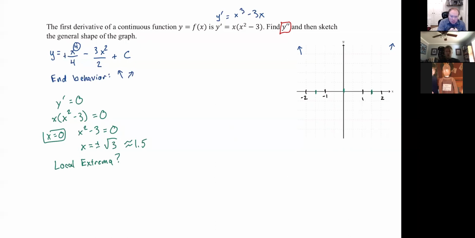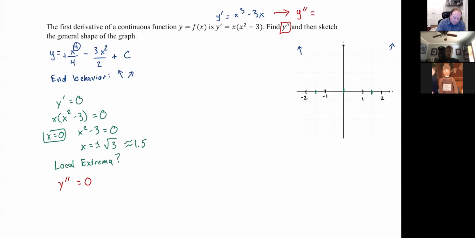But I'm just going to kind of say, okay, maybe if I'm looking at a graph in a lineup, can I identify which one is my correct original? The other thing I'm going to look at is possible points of inflection. So I'm going to do y double prime, set that equal to 0. So let's see, what is y double prime? I'm going to take the derivative of what I was given. I was given the first derivative.